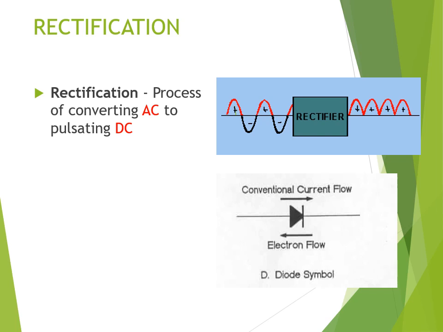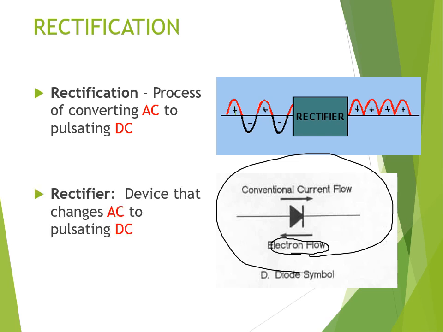What's going to accomplish that is a solid state diode, and this is again the symbol for it. Electron flows opposite the arrow, and this is the electron flow that we're looking at down here. The device that actually changes AC to pulsating DC is called a rectifier. And again, this specific type of rectifier is a solid state diode.